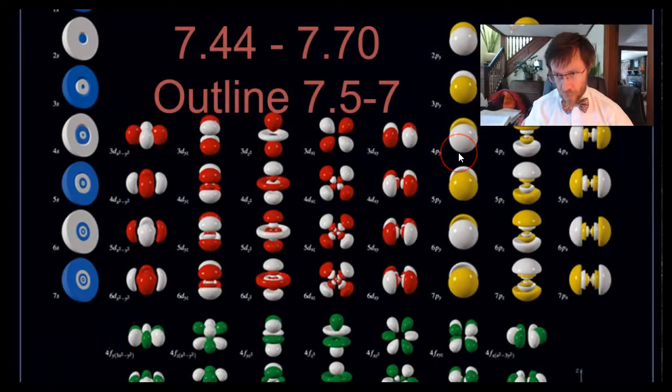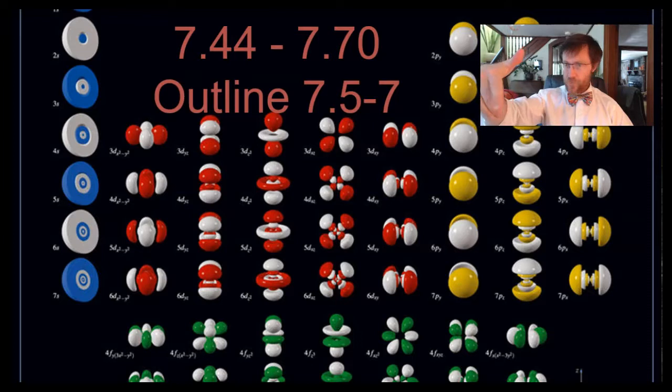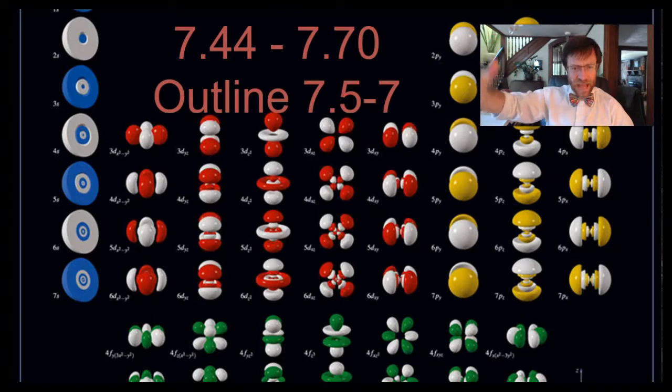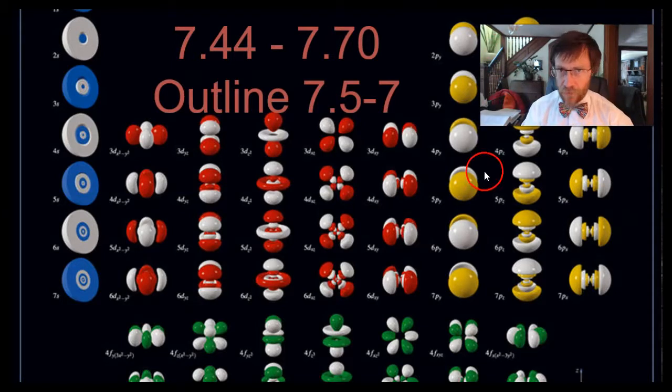Okay, so here's where we're going to end things. Look at these things. See the ones down there, the green ones? What is that even about? Where do electrons even go in these things? It's kind of crazy, right?